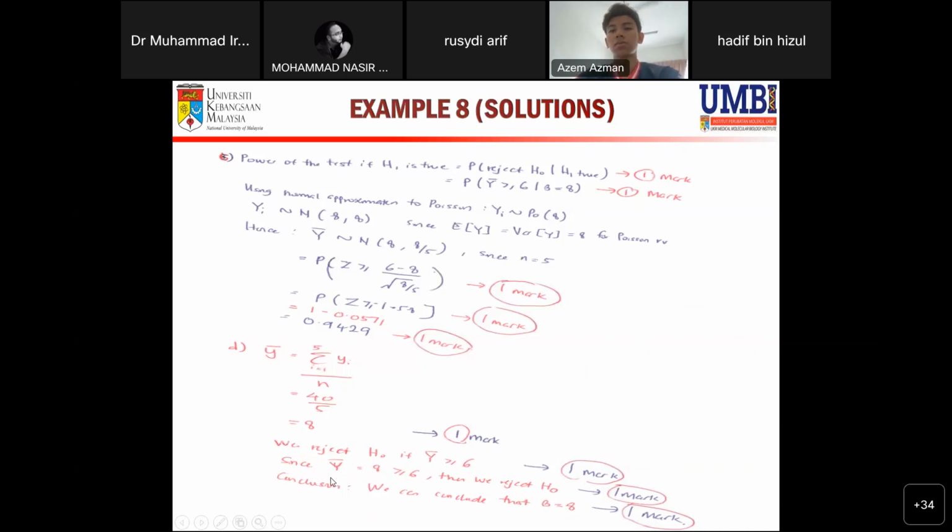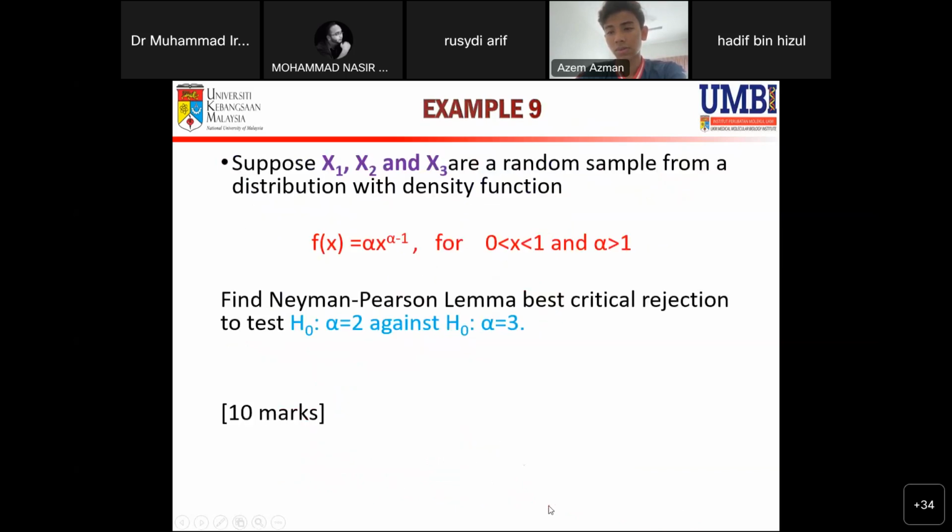But you shouldn't stop there, you need to conclude what the parameter is now. It's either 5 or 8. Then you need to conclude that, based on these observations, we can conclude that beta is actually 8, which is true under the alternative hypothesis. So in this case, we can reject the null hypothesis, because the parameter under the alternative hypothesis is true. 1 mark there. Okay, so we move to the next question from your past years.